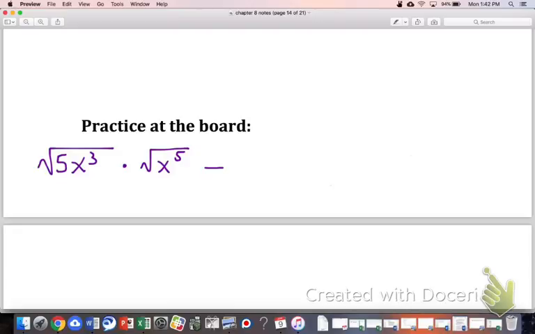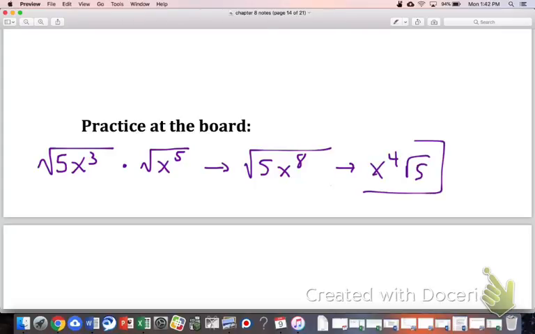So what I would do here is multiply my radicands, put them in a radical. It'd be 5x to the 8th inside the radical. And at that point, we could break that 8th power down. We'd end up with x to the 4th times square root of 5. The 5 would not have any like factors to pair off with, so we'd be left with that right there.